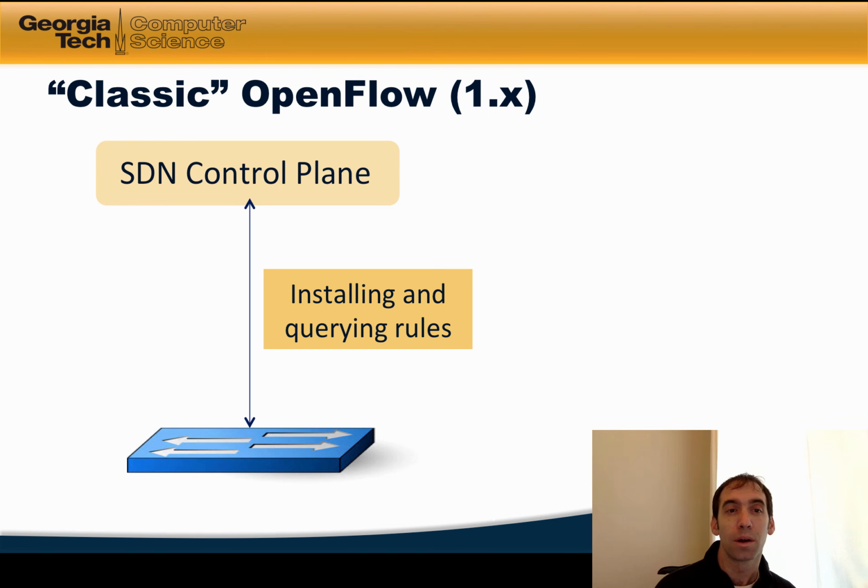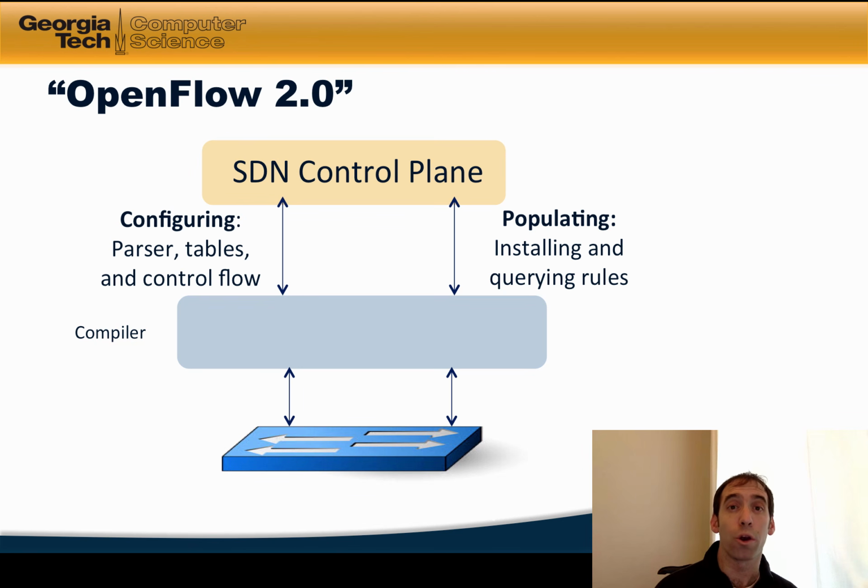To draw a comparison, classic OpenFlow had a simple control plane where a controller would simply install rules directly in the forwarding element. The OpenFlow 2.0 proposal, on the other hand, has 2 aspects. One, which takes place on a much slower timescale, is the configuration of the switches themselves. This configuration specifies a parser, tables, and the control flow of packets as they traverse the switch. The second aspect of the control protocol is populating those tables once they've been configured.